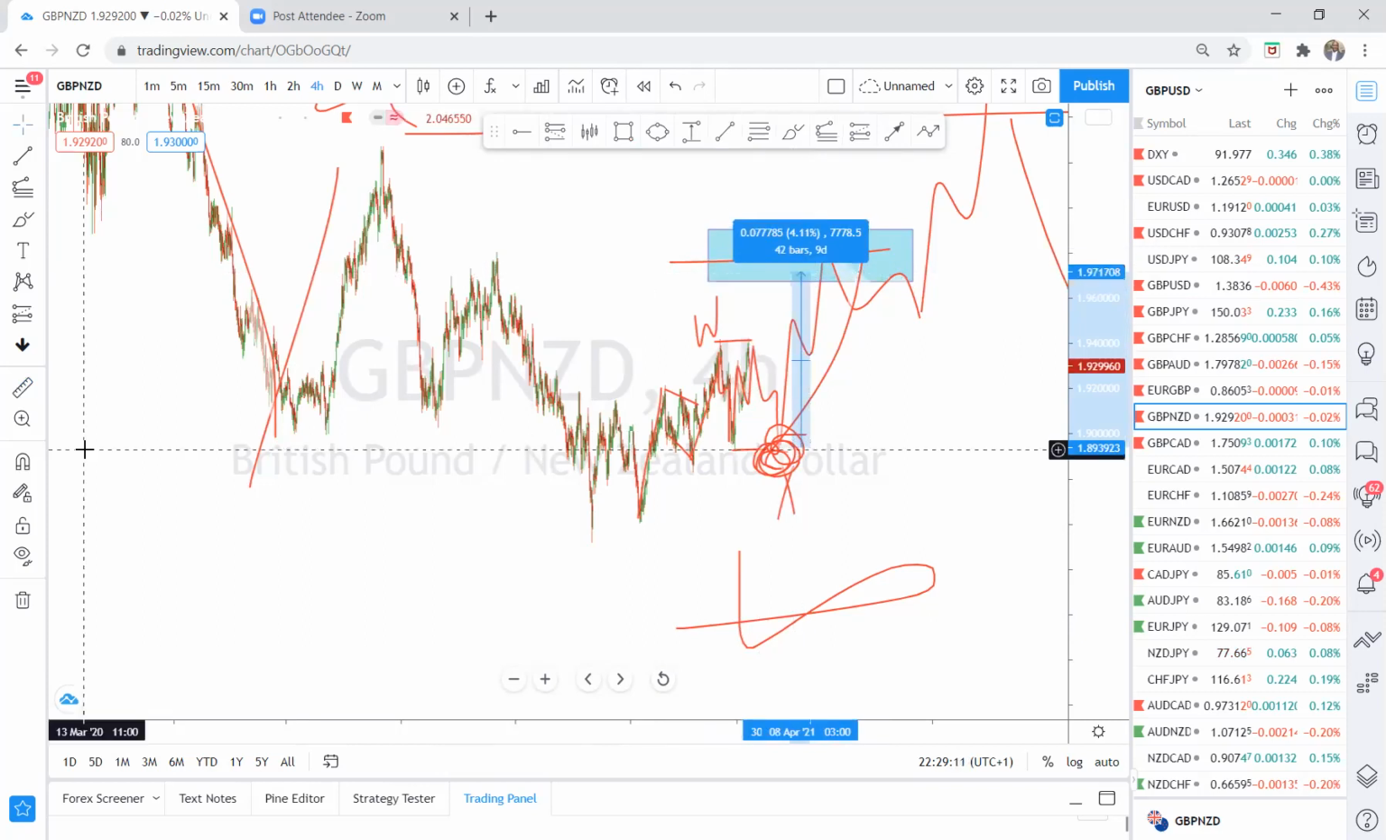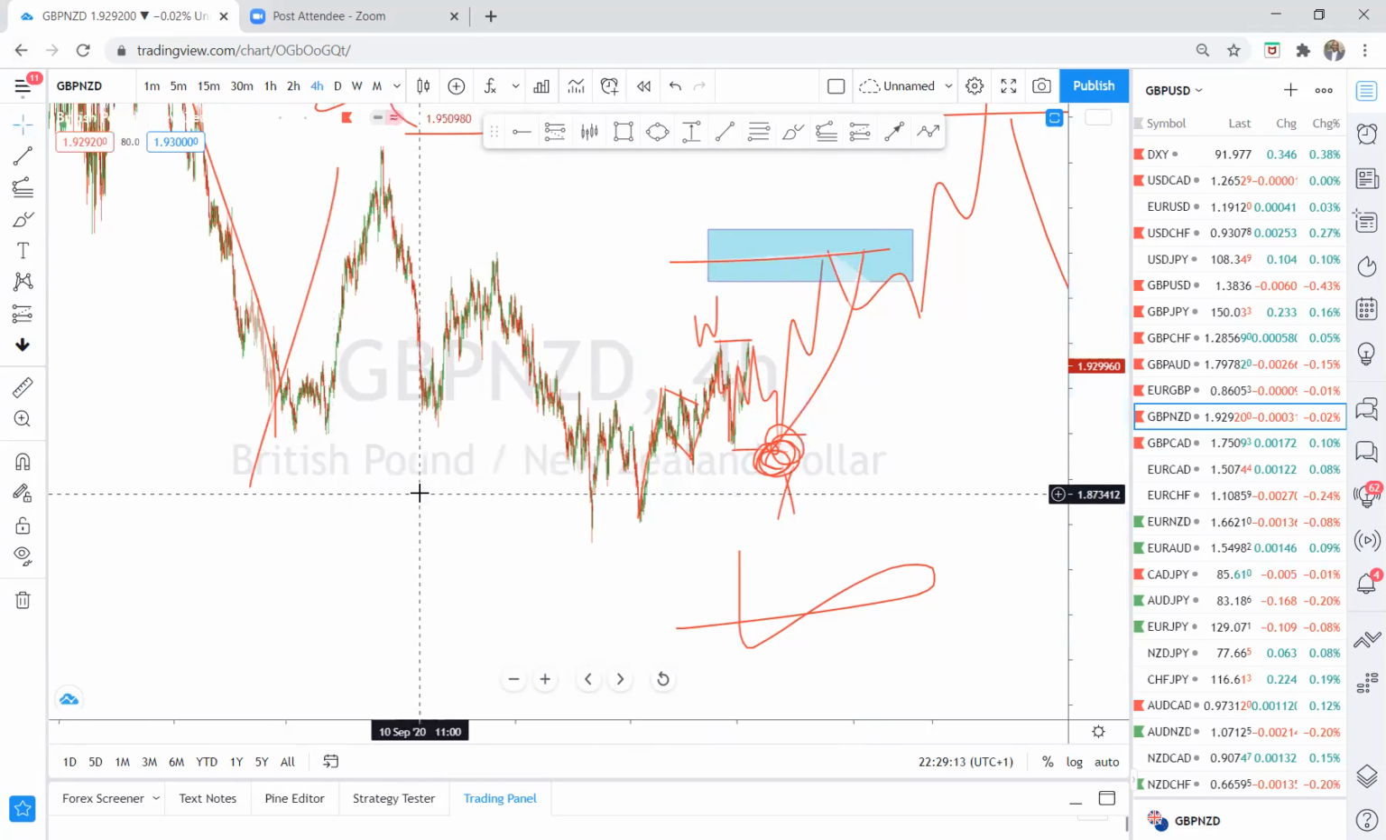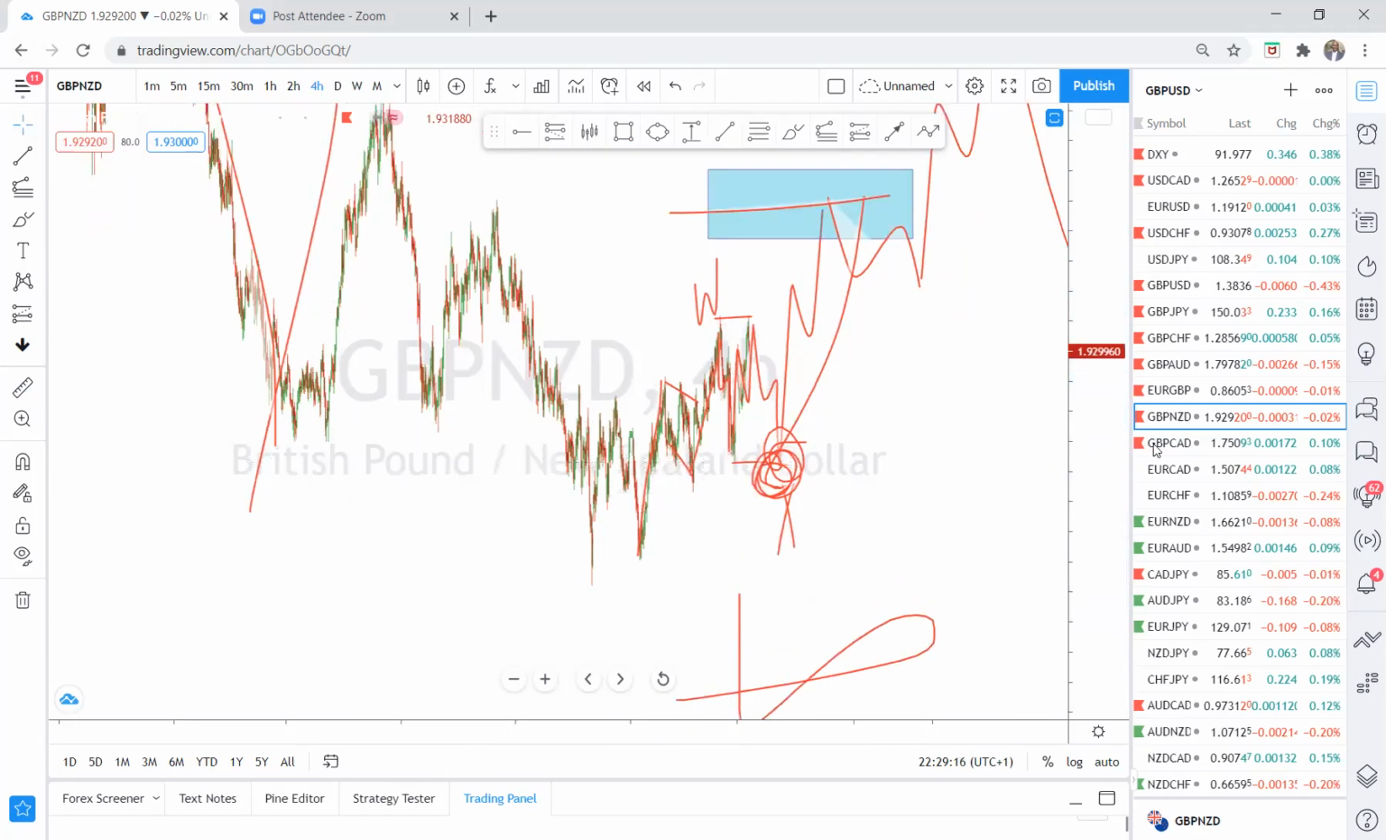which is going to give us about 773 pips to the upside. That's the kind of trade I want to do, guys. GBP card.